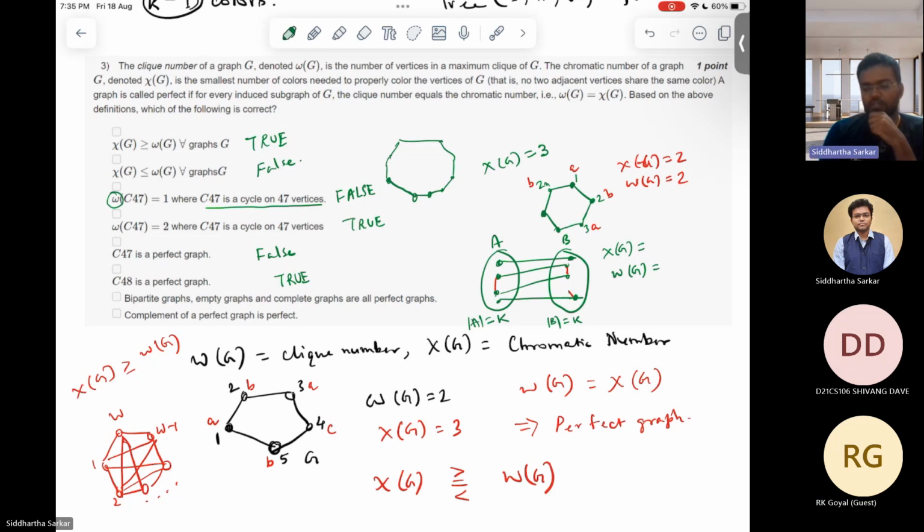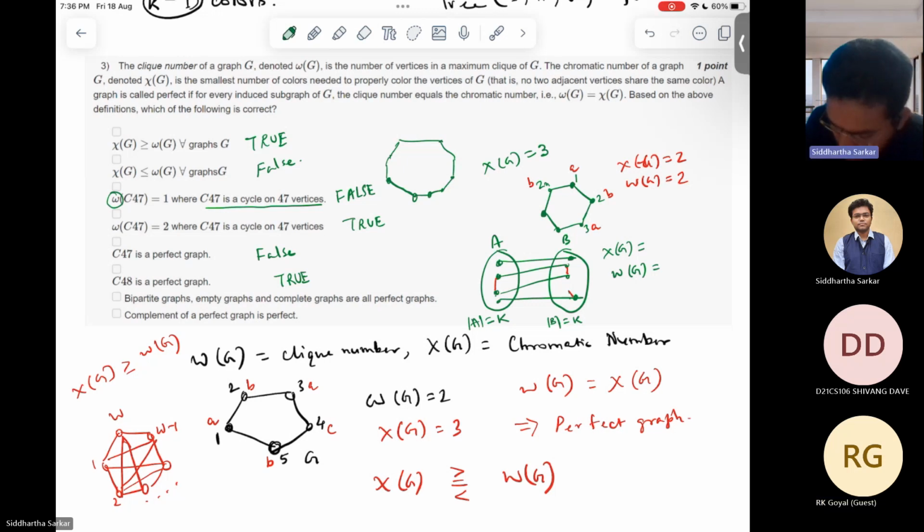Why is that so? If every vertex of A is connected to all vertices of B, then to follow the constraint, the color between a vertex of A and all the vertices of B should be distinct. And then we have k vertices in B. Therefore we require k colors plus one, k plus one colors.